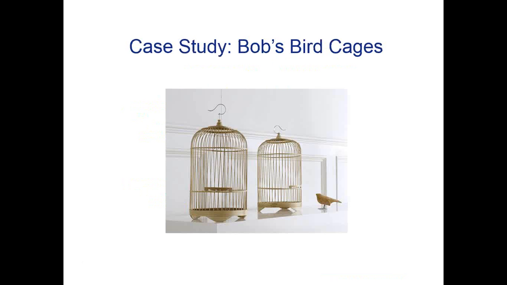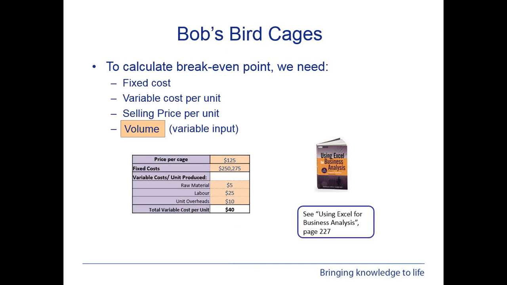We're going to do a case study, just a very short one. Let's say, for example, you've got a brilliant business idea, you're an entrepreneur, and you think that making these swanky, fancy bird cages would be a great business idea. So you've done a little bit of analysis and you've got your costings right. So we know that in order to calculate break-even, we need to know a couple of different things. So we need to know the fixed cost, we need the variable cost, the selling price, and the volume.